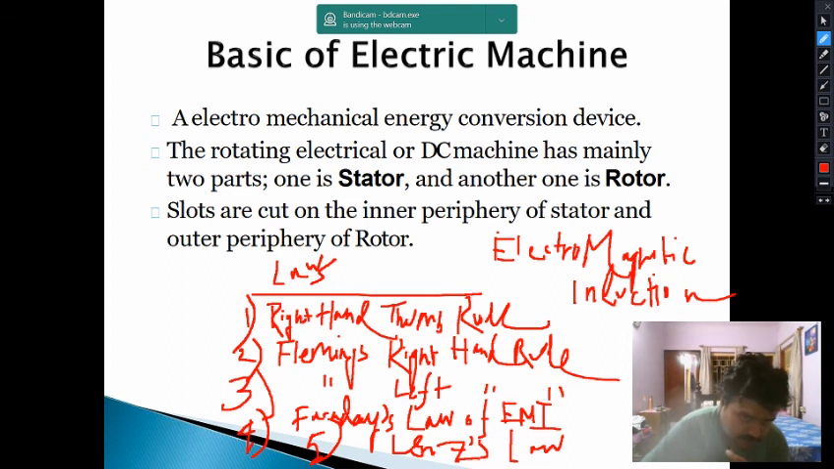So before going into the details or construction, I will first cover all these laws in the upcoming lecture. So see you in the next lecture.